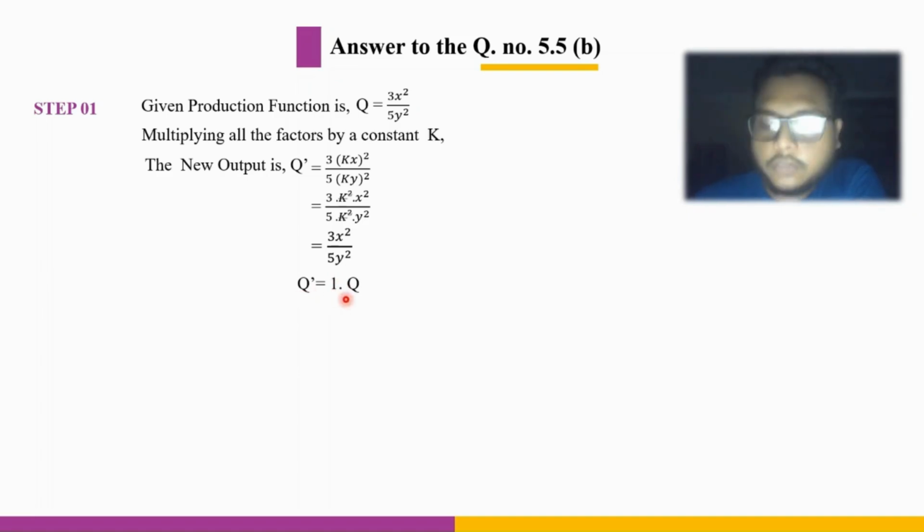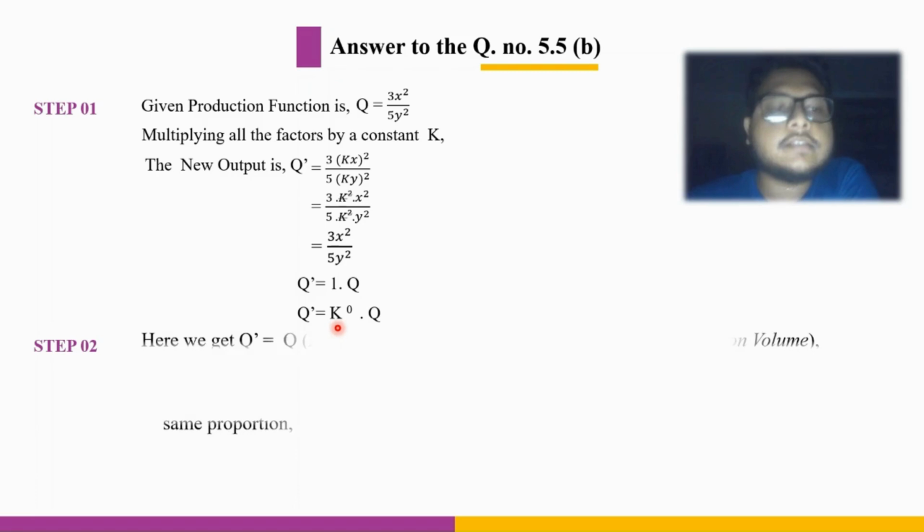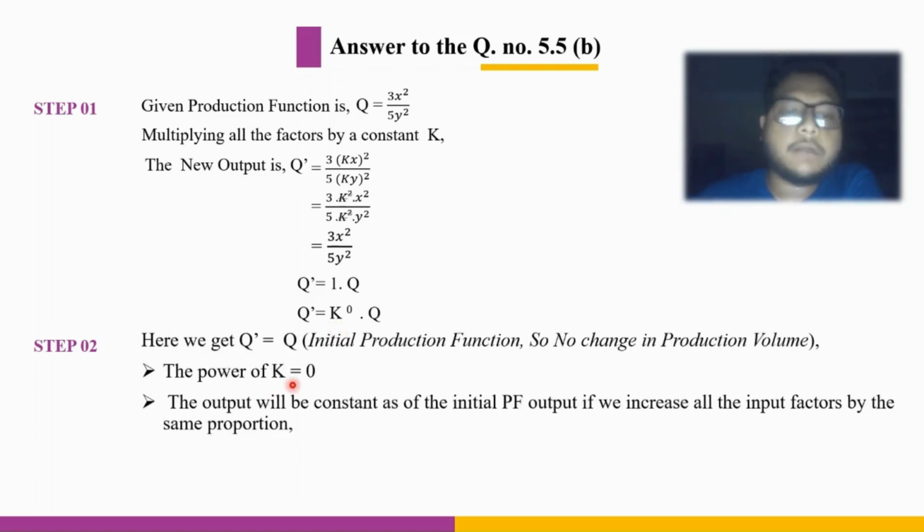So there has not been any change regarding the output. It remained in the same proportion. The ratio remains the same. That's why it is coming like 1. Okay. You can also say that k to the power 0 is equal to 1, right? So we can go to our second step and do some analysis. Here we got k's power is 0. So that means the output will be constant as the initial production function output if we increase all the input factors by the same proportion.